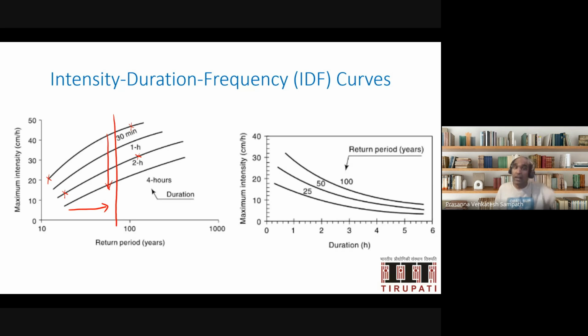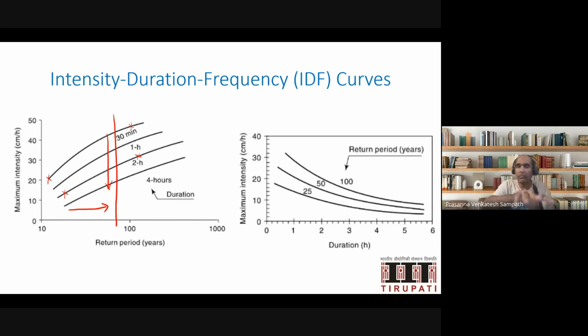So a very high intensity rainfall is likely to be of a shorter duration. As the duration of rainfall increases, the intensity is likely to be smaller. That's just the way it works. Okay, so that's what these curves are telling us. Now, why is all this important? Why are these curves important?